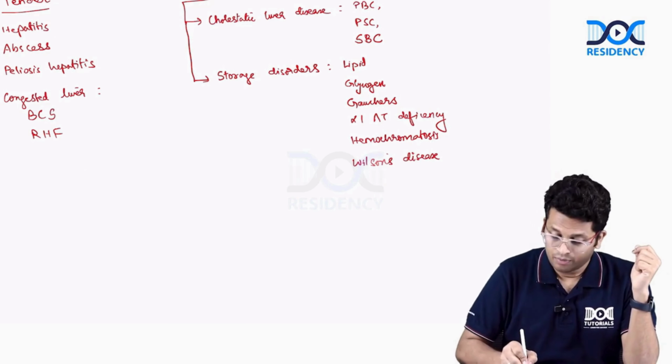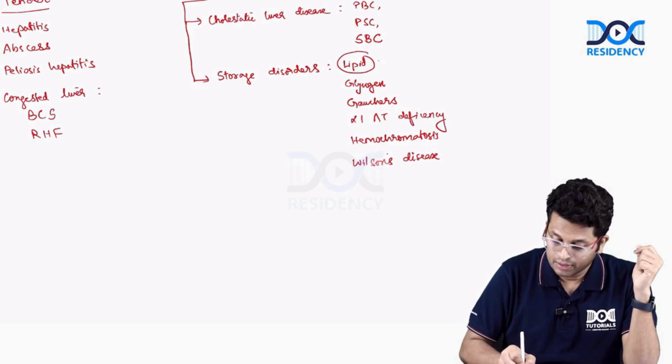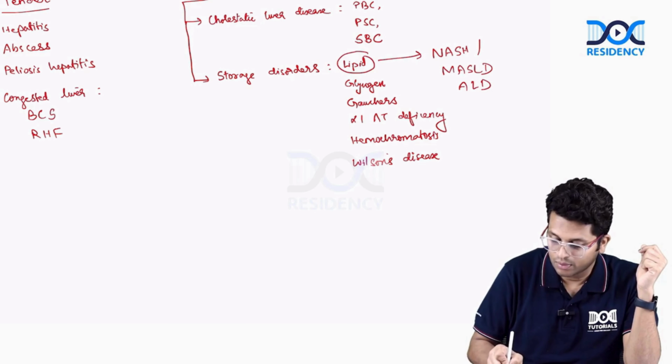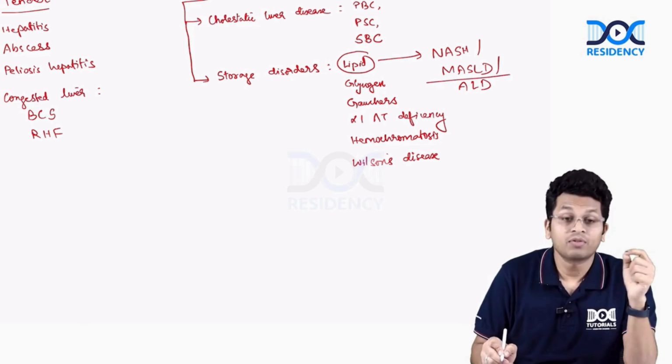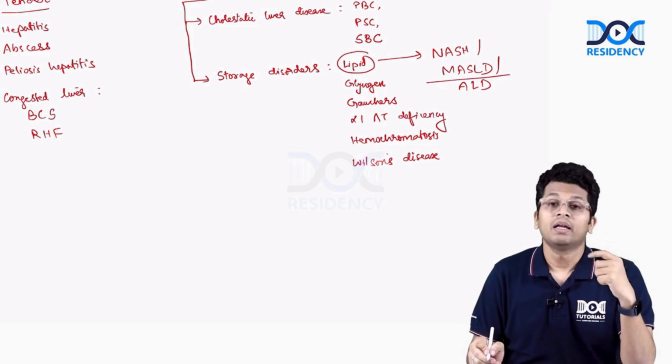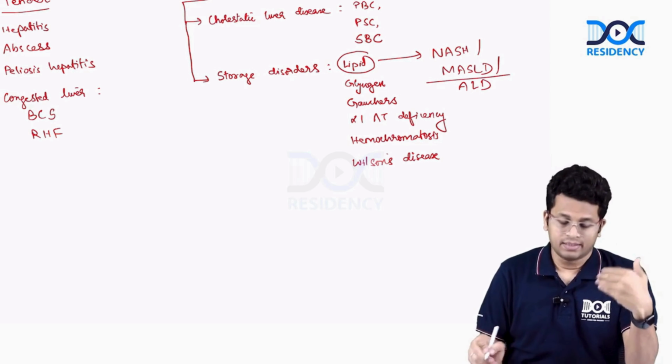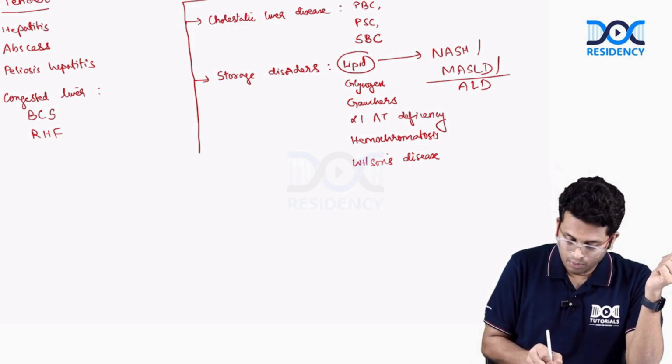Common cause for lipid accumulation is what you now call as NASH or MASLD, or it could be alcoholic liver disease also. So these are causes for lipid accumulation, and sometimes the lipid accumulation could also be because of genetic conditions. I'm not getting into too much depth now.